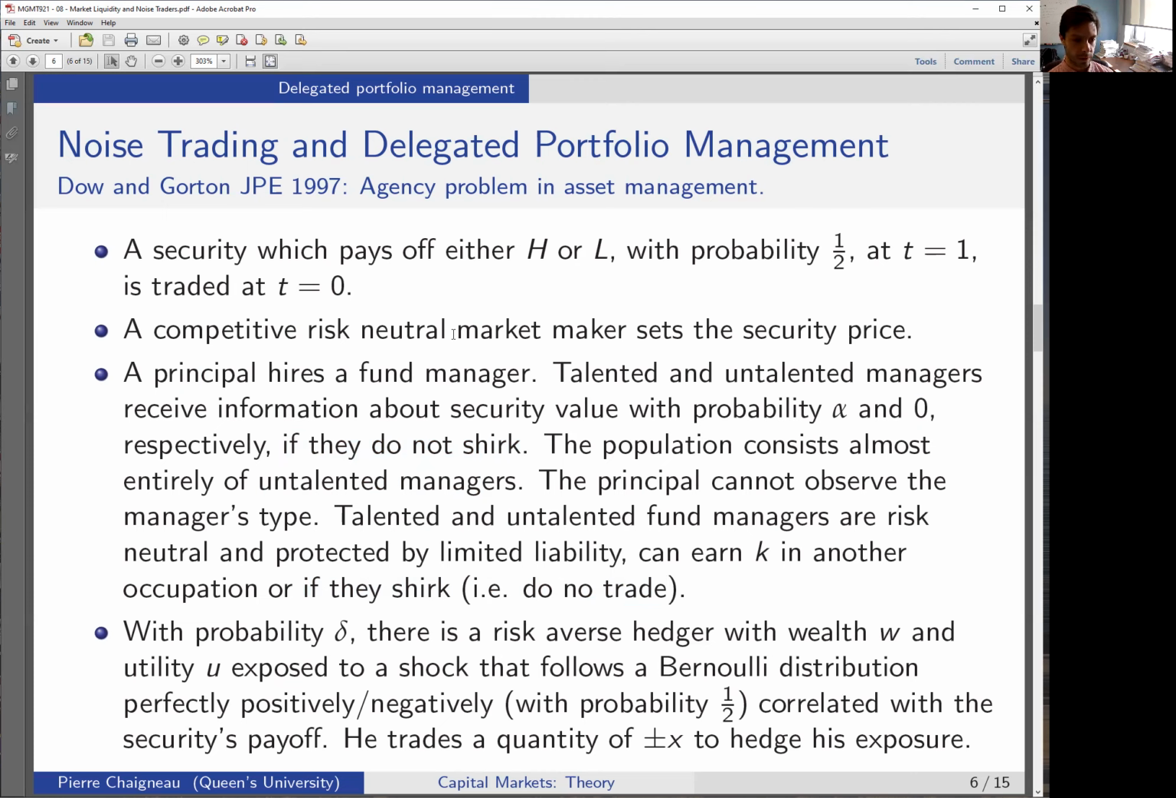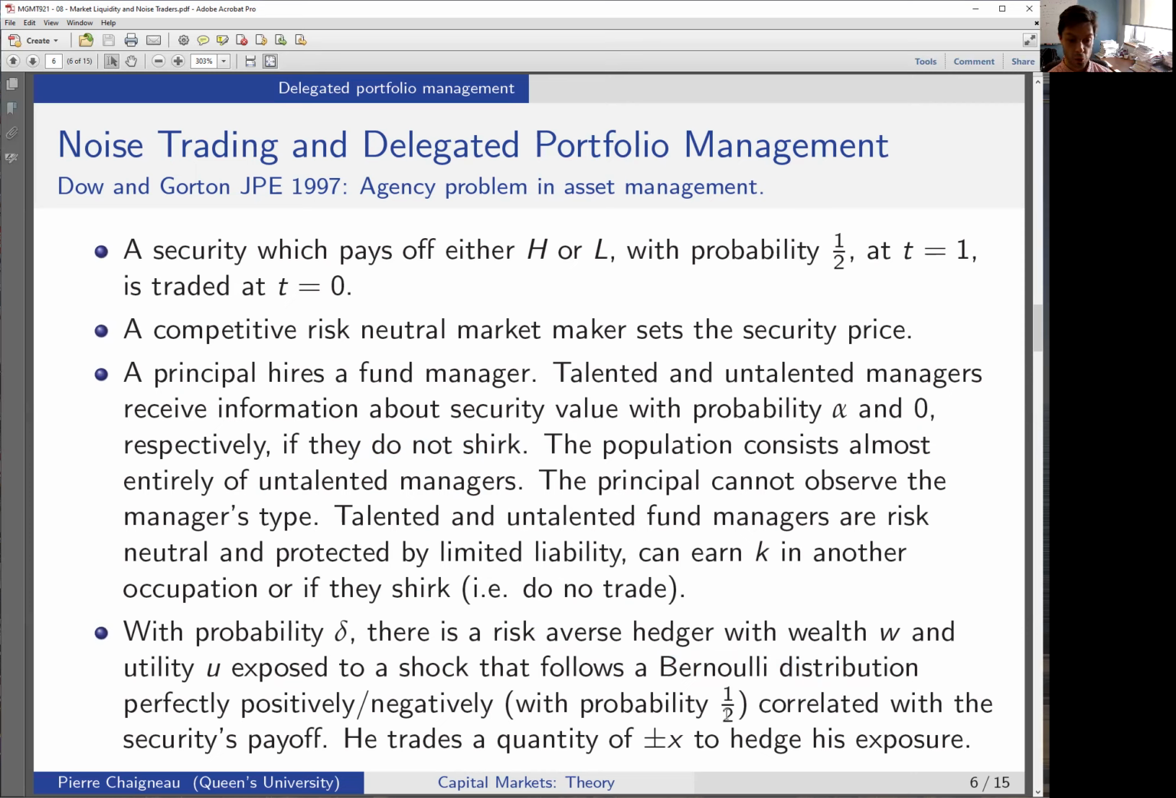So these are the first three economic agents in the model: the market maker, the principal, and a fund manager. With some probability, delta, there's also going to be a hedger who's going to trade in financial markets. This hedger is risk averse, and that's going to give him a motive for trading. He's simply going to want to hedge his wealth because of his risk aversion, and someone who is risk neutral would not care about that. So this hedger has pre-existing wealth W and utility function U, which is concave because he is risk averse, and is exposed to a shock that follows a Bernoulli distribution. A Bernoulli distribution means that the random variable will be either equal to 0 or to 1. So it's a binary outcome.